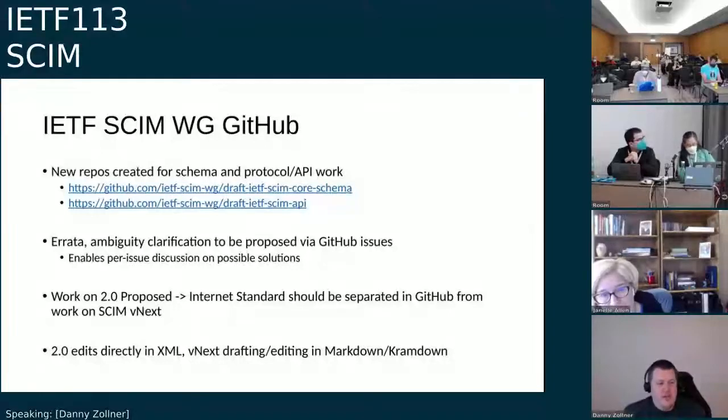And one quick thing to share also, we have set up, with the chair's help, a GitHub organization, and we have a couple of repos containing the current XML versions of the schema and the protocol APIs. And we're going to be working on tracking the various issues as GitHub issues to easily facilitate discussion and propose solutions throughout that, which we will still also then recap and bring things for discussion over the SCIM mailing list as well.